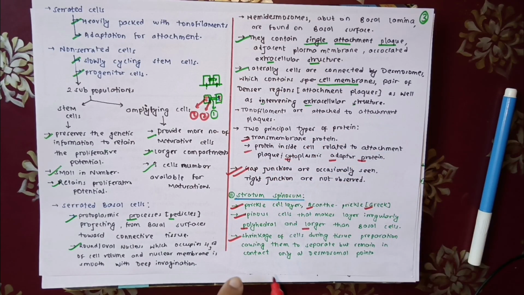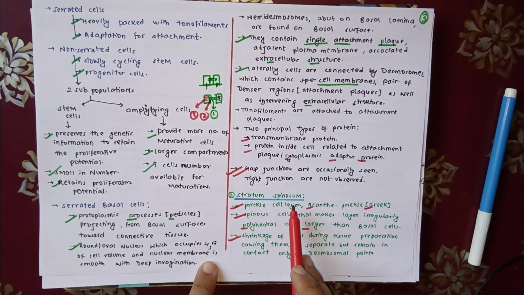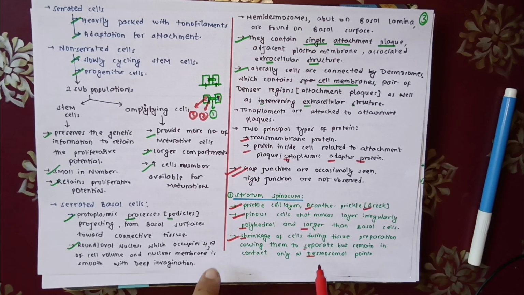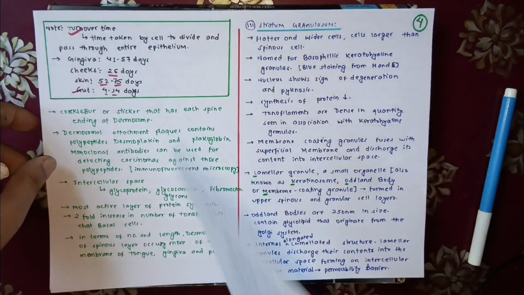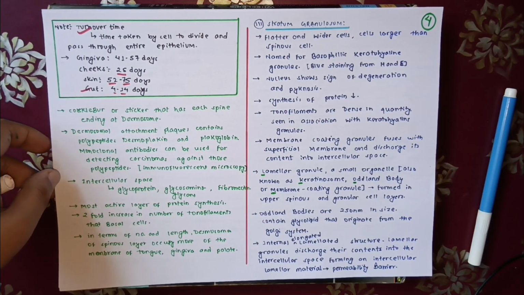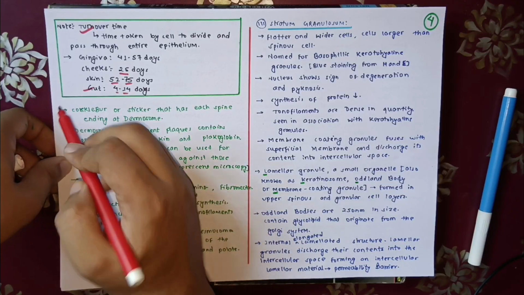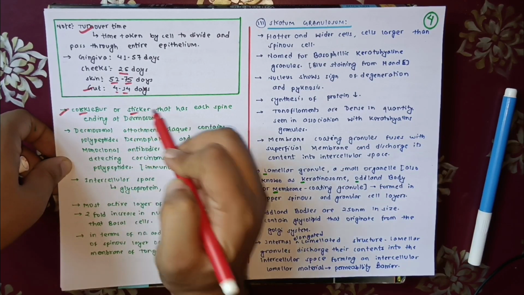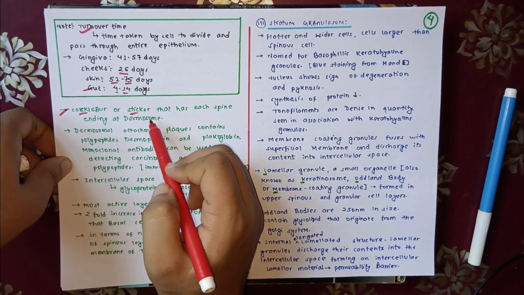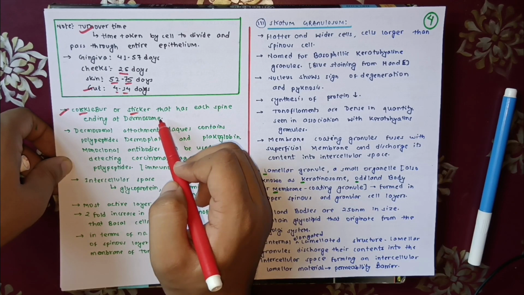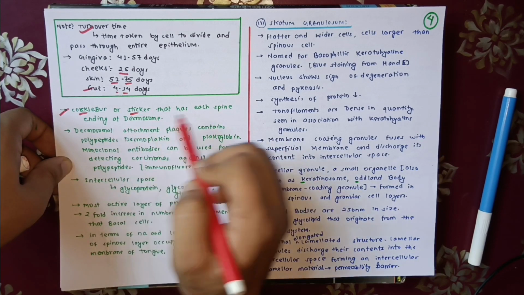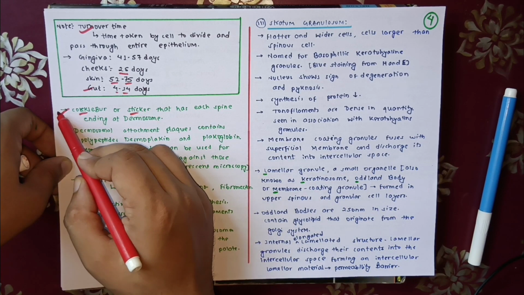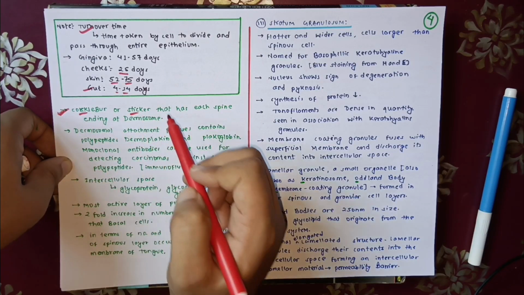Similar pattern is also present here in the stratum spinosum. There is shrinkage of the cell during tissue preparation, causing them to separate but remain in contact at the desmosomal points, giving a cochlear or sticker-like appearance. This type of term can be asked in the MCQ: a cochlear or sticker-like structure with each spine ending at a desmosome. So remember this.